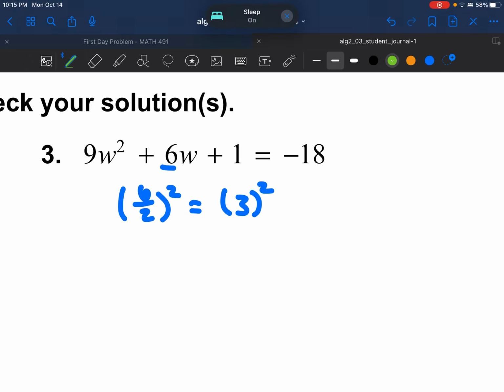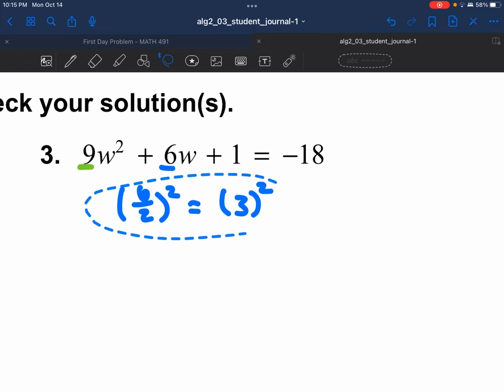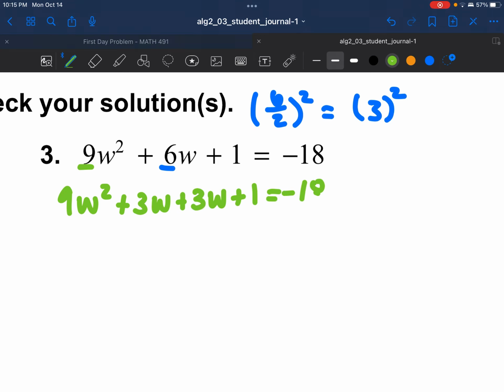Okay, so for my 3, we must be careful because we have that 9. Let's factor this one like normal because we have the 9 here. So we're going to do 9w² + 3w + 3w + 1 = −18.